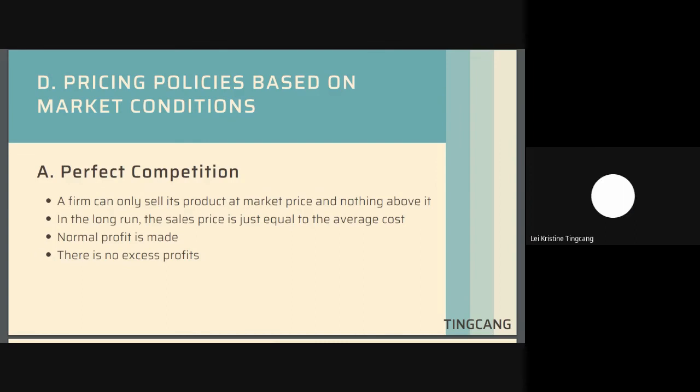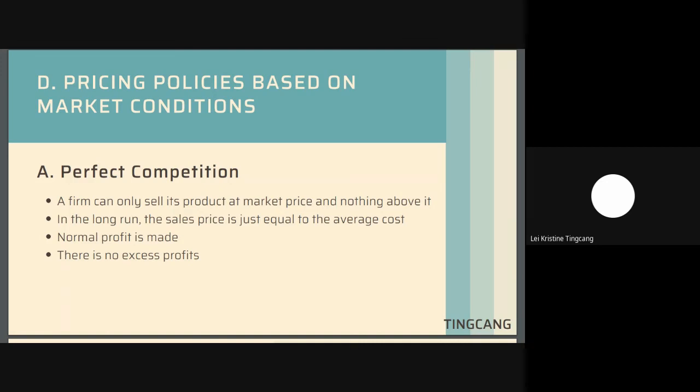Good day, everyone. I am Lei Pingkang, and I will be presenting the fourth and last category of the main pricing practices, which is the pricing policies based on market conditions. Under this category, there are four pricing policies, and the first would be perfect competition.